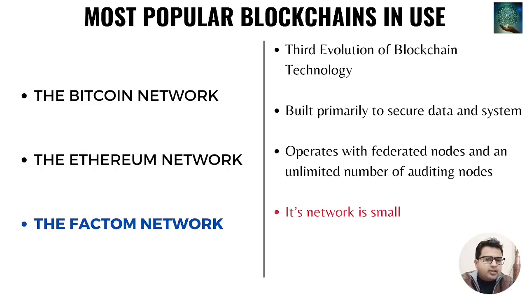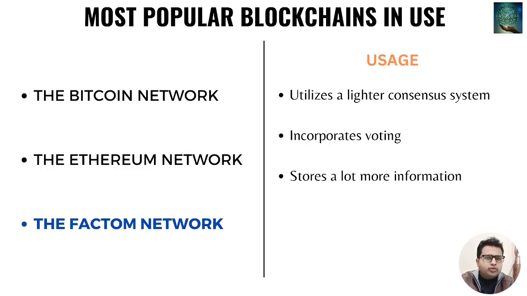So basically, we have already seen Factom. It's mainly used to secure systems. That's why it's not spread globally. Its network is small and its architecture is also a bit different. And if I talk about the usage of the Factom network, it utilizes a lighter consensus system.